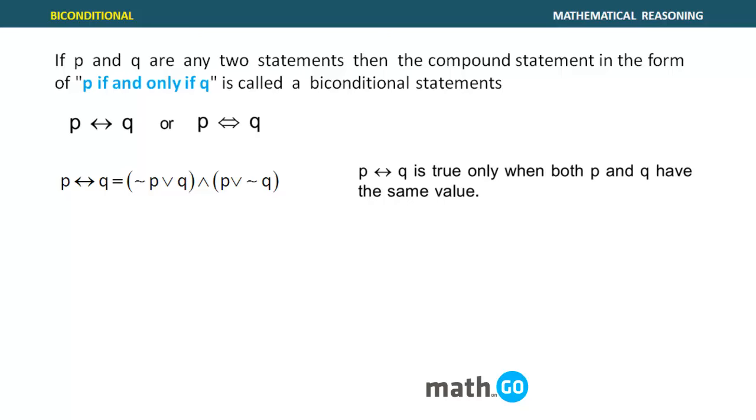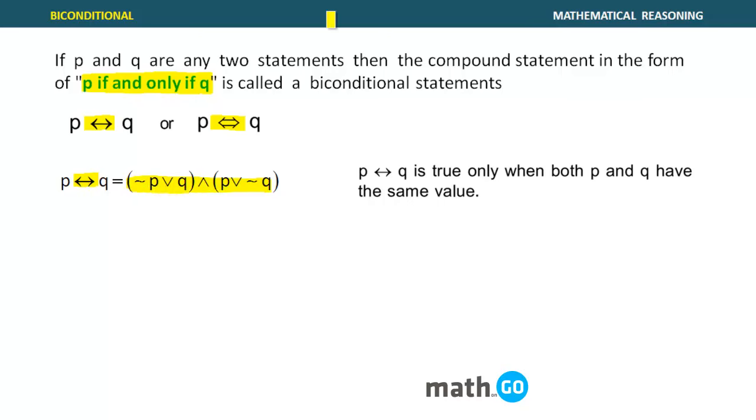Okay, now let's take the other kind of operator, that is the biconditional operator, and it is something which says if P and Q are two statements, then P if and only if Q. So P occurs if and only if Q occurs. If P and Q are any two statements, then the compound statement in the form of P if and only if Q is called biconditional. For biconditional we use two arrows. For implication we use just one arrow, and this will be in both the directions. So the mathematical formula is this particular stuff.